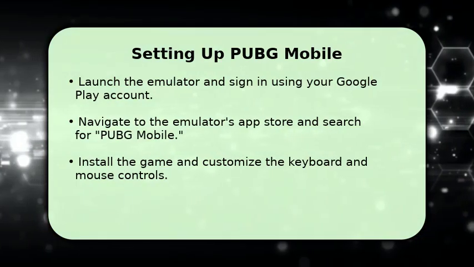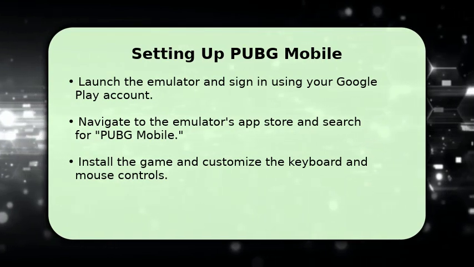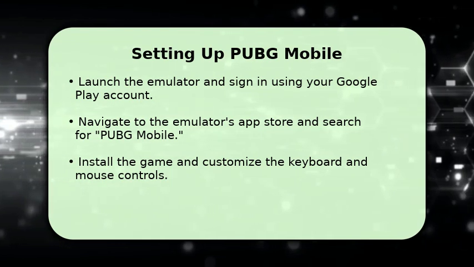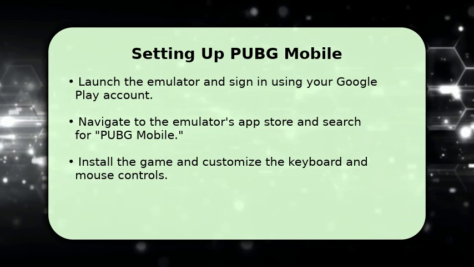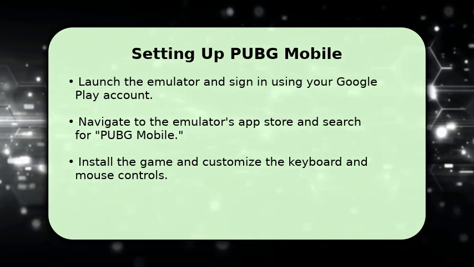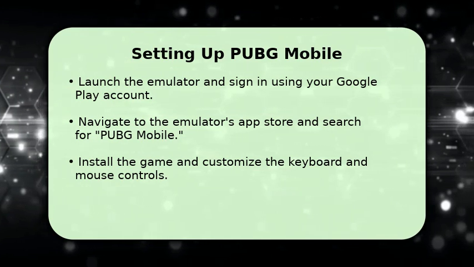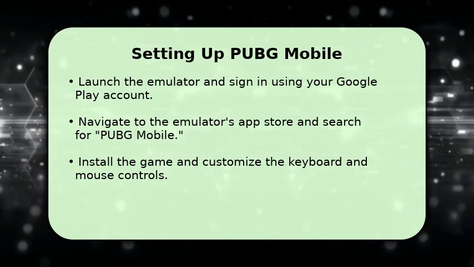With your emulator installed, it is time to get PUBG Mobile up and running. First, launch the emulator and sign in with your existing Google Play account, just as you would on an Android phone. Then, head to the built-in App Store within the emulator, search for PUBG Mobile, and proceed with the installation. After the game downloads, take some time to configure your keyboard and mouse controls for a comfortable and competitive gaming experience.